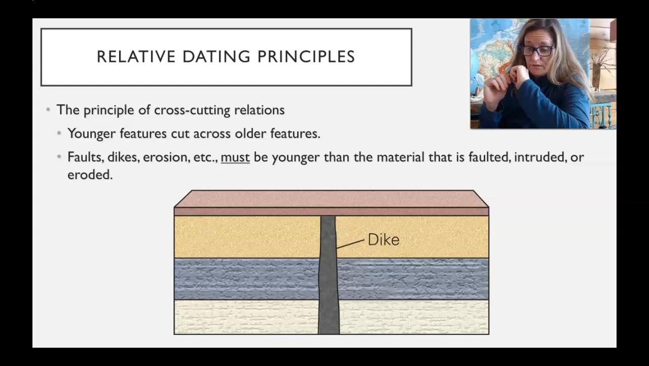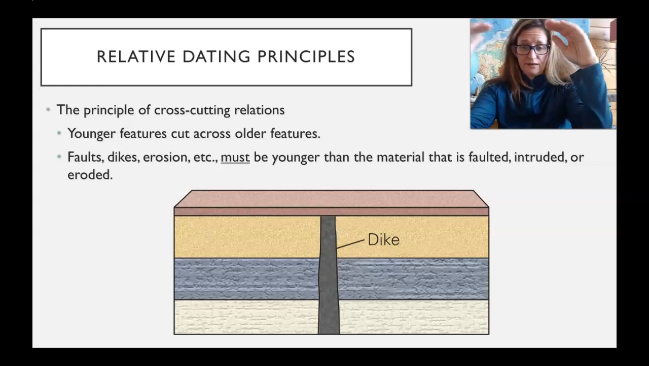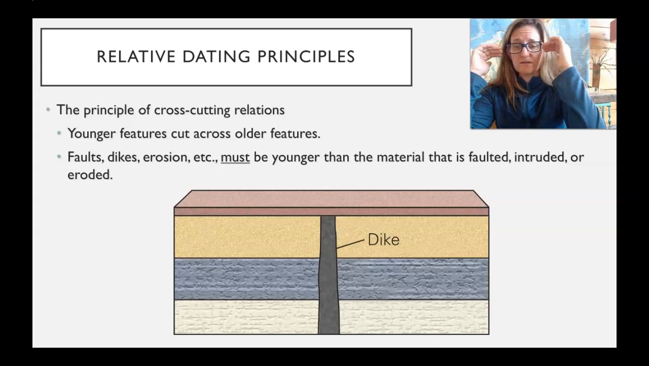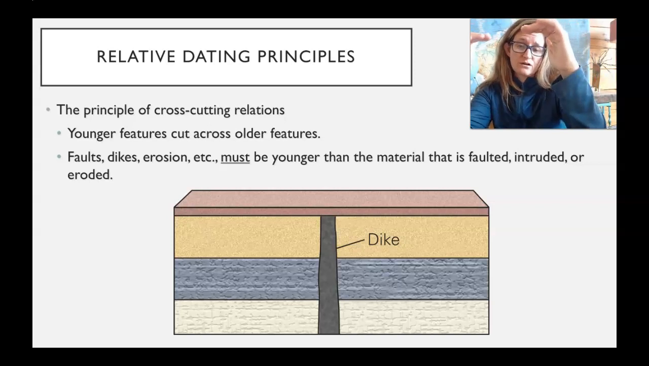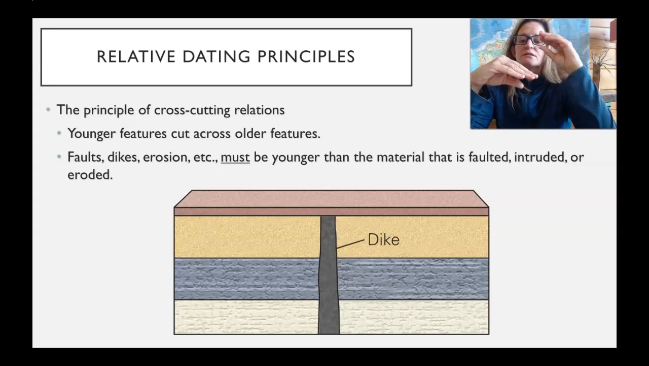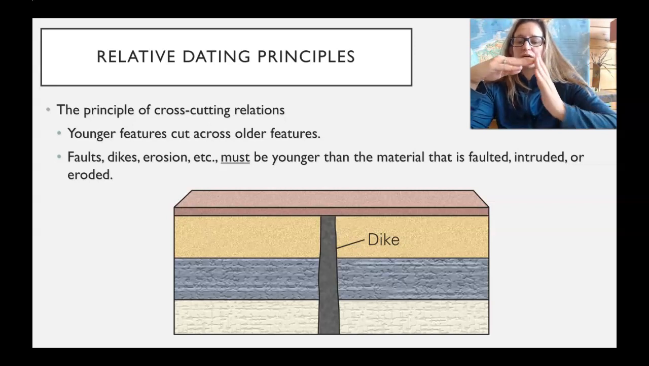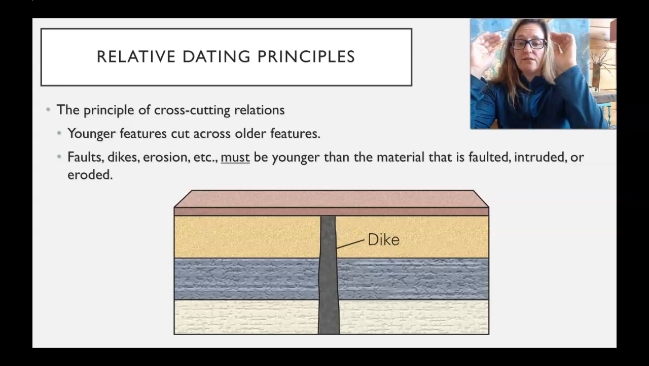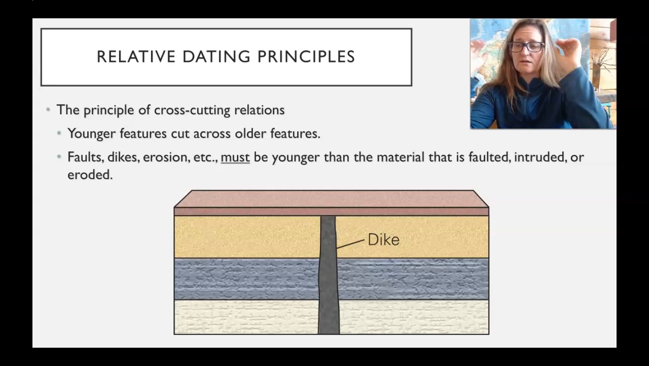And then younger than the dike is that red layer, because the dike is not cutting across that red layer. So the sequence here would be the white rocks were deposited, the blue rocks, the yellow rocks. The dike cut through those, and then the red rocks were deposited on top of the whole sequence.